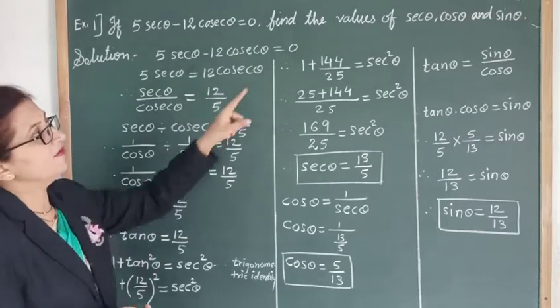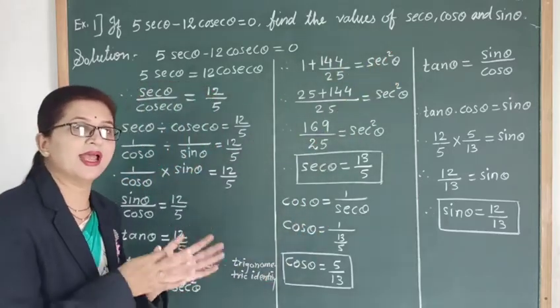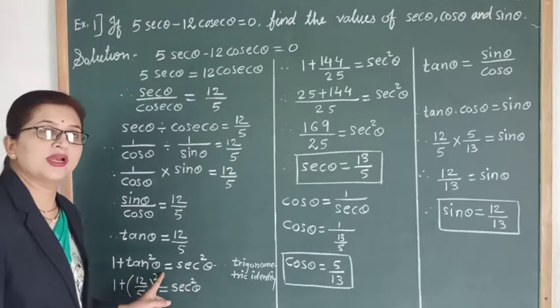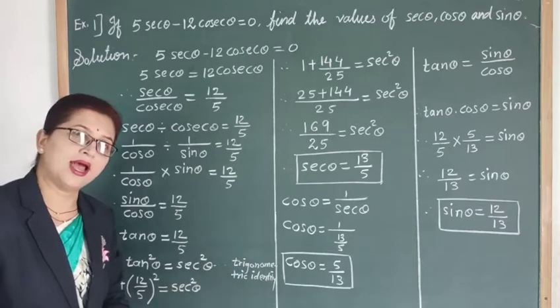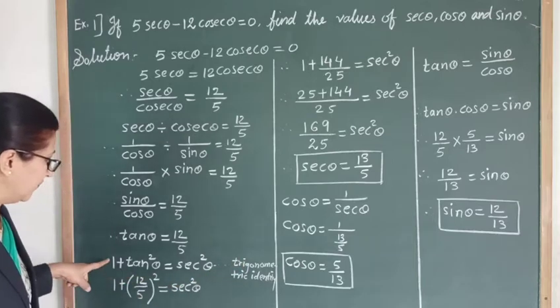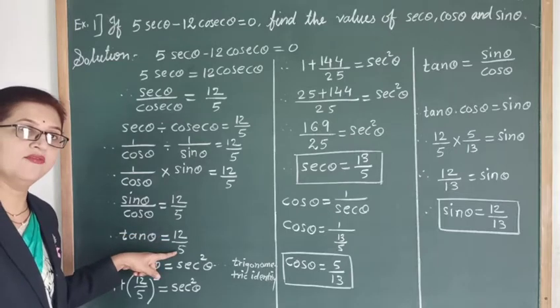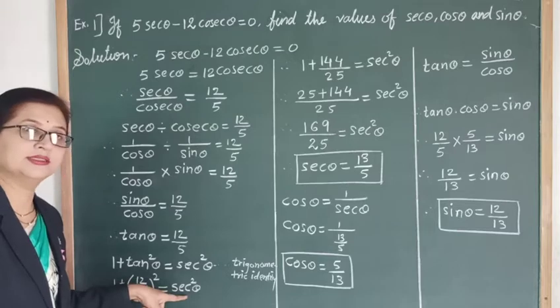Here first we are asked to find out sec theta. We know the relation between tan theta and sec theta. What is that? 1 plus tan square theta is equal to sec square theta. This is the trigonometric identity. So let's put the value. 1 plus tan theta, we got it as 12 upon 5, so 12 upon 5 in brackets squared is equal to sec square theta.